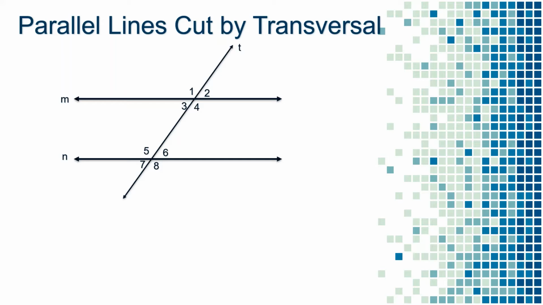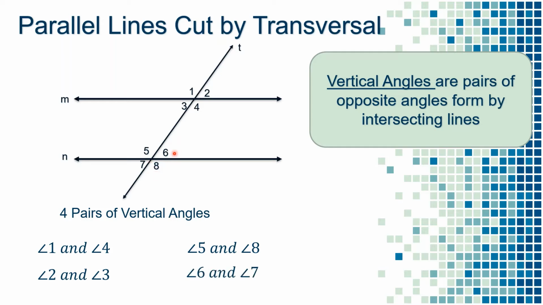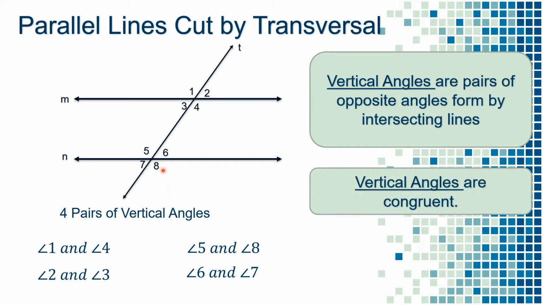In parallel lines cut by a transversal, we can also have four pairs of vertical angles. Vertical angles are pairs of opposite angles formed by intersecting lines. So let's have the first one, angle 1 and angle 4. Another pair is angle 2 and angle 3. Dito naman sa lower part, we also have angle 5 and angle 8, and angle 6 and angle 7. And the relationship that exists between vertical angles: vertical angles are congruent.